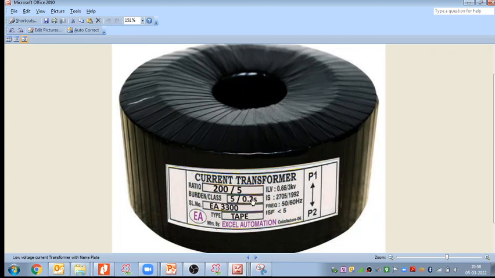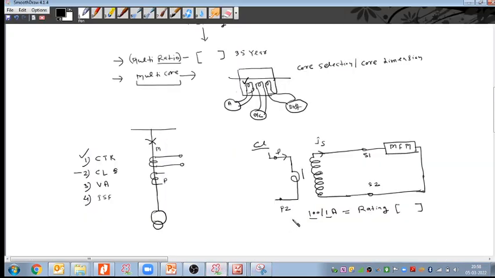accuracy class 0.2s, and this is the 200 by 5 ampere ratio CT. It means when the primary current of 200 ampere is flowing, then 5 ampere current should come on the secondary side. But what will happen, due to the excitation current, due to the magnetization current, we can say the IM, or sometimes we write it as the IE also. Let us take the 200 by 5 ampere CT. When the primary side 200 ampere current is flowing, ideally 5 ampere current should come here.